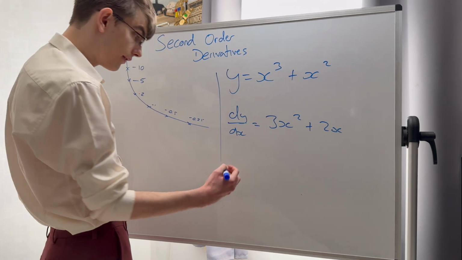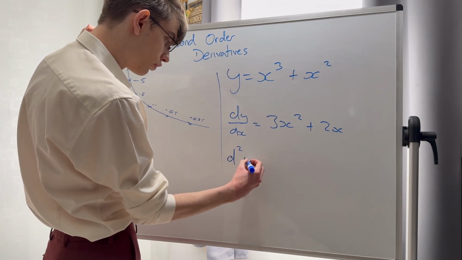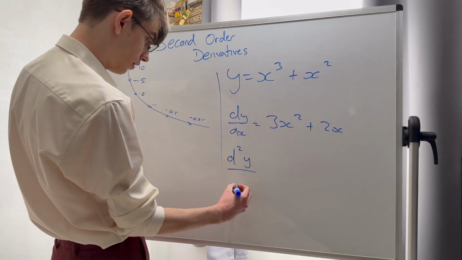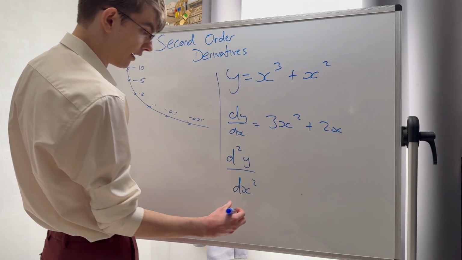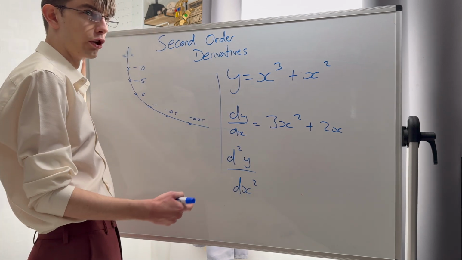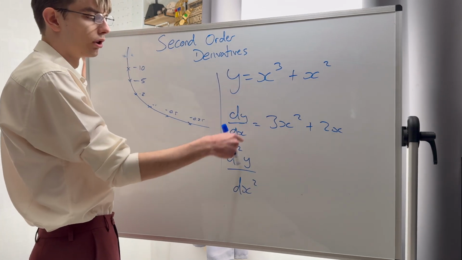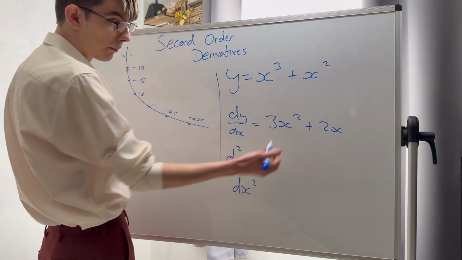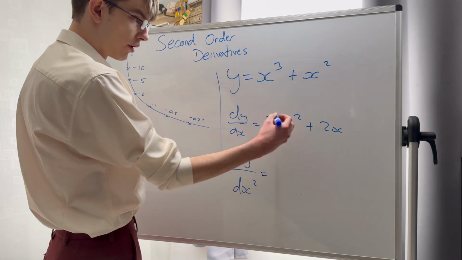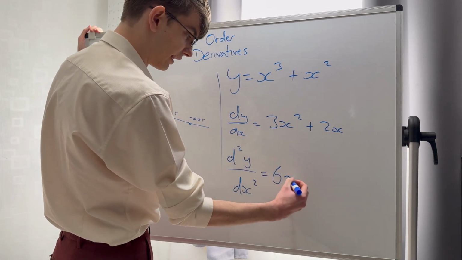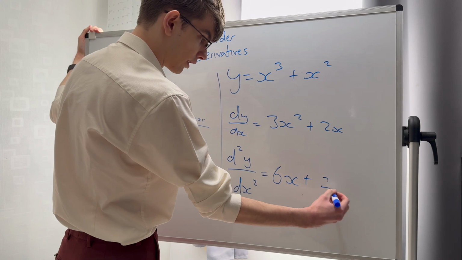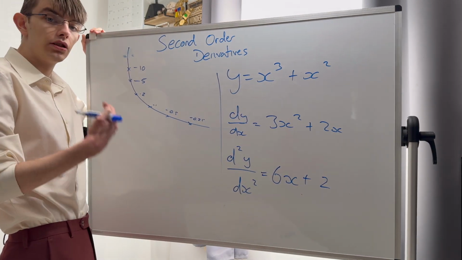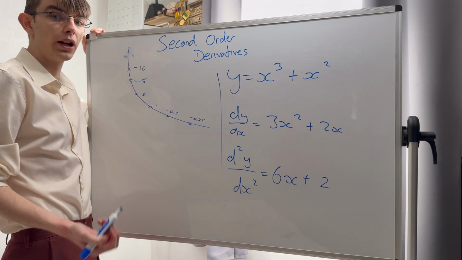And the way that I write that is d2y, it looks like it says d squared y, but we generally say d2y over dx squared, which we don't say is dx2. They're both squared, but the top one we don't say is a squared. Don't ask me why. d2y over dx squared. And we just differentiate it again. 3x squared becomes 6x, and 2x becomes 2. And now I've got how much my gradient changes by. It's the gradient of my gradient.